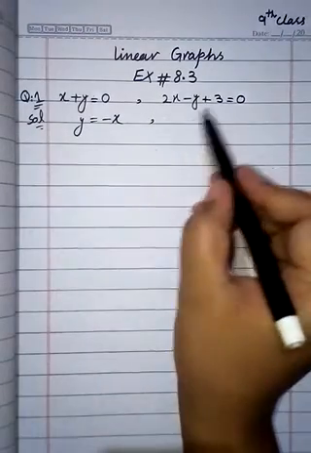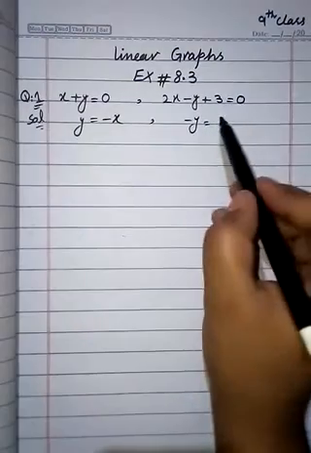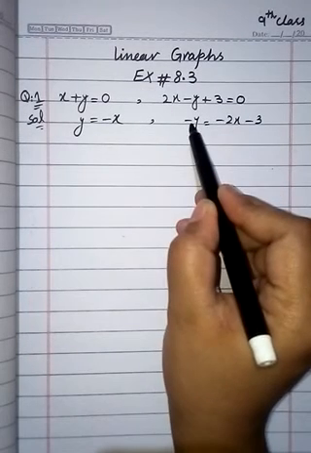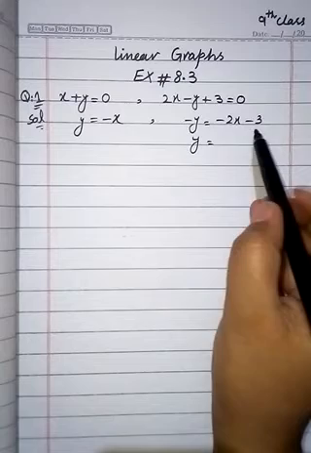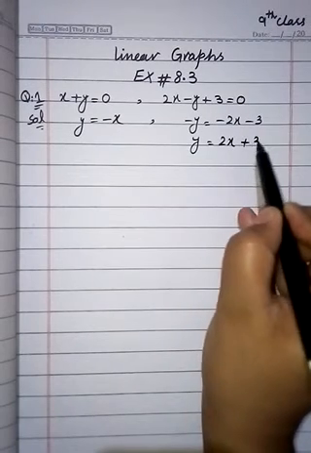Now you have to solve this equation. Minus y here. Now both terms shift to other side, minus 2x and minus 3. Minus multiply by y, shift on other side, then the sign of other side will be changed: y equals 2x plus 3.